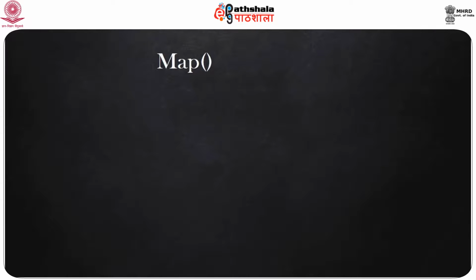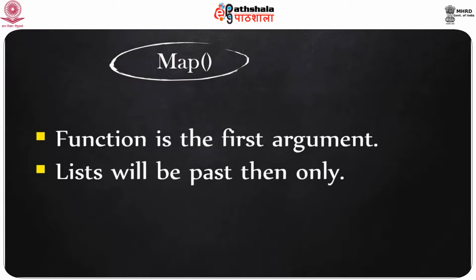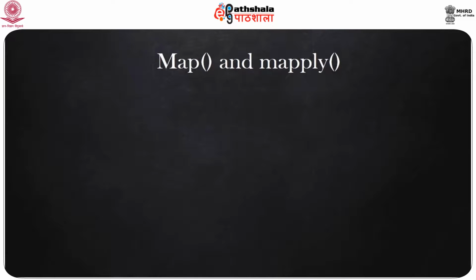a more compact and less complicated code than the lapply function will give you. Now let's have a closer look at the arguments of the Map function. Here, unlike the lapply function, the function is the first argument and the lists will be passed thereafter. Then the question that arises is, what is the Mapply function? How does it work? Is it the same as the Map function? Let's take up these questions one by one.